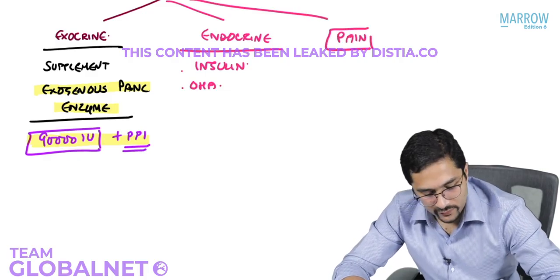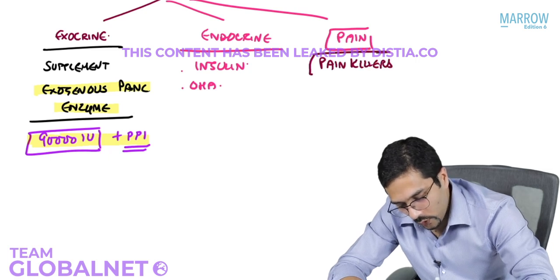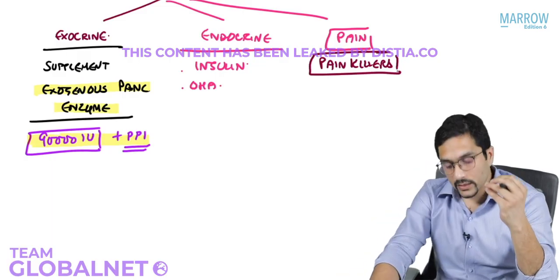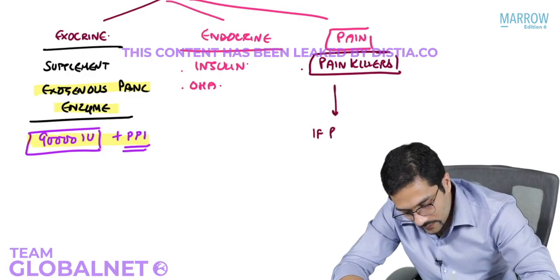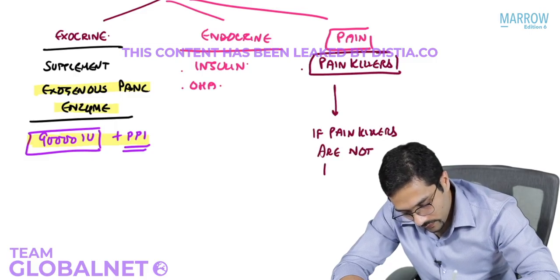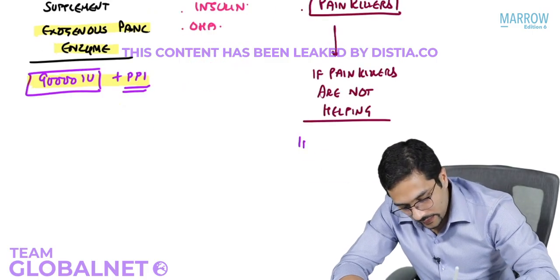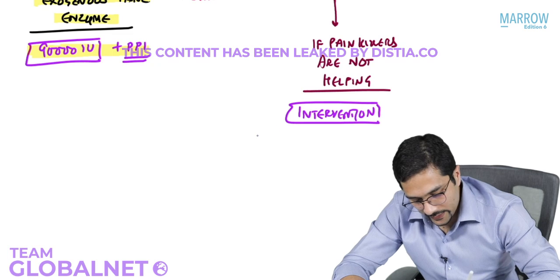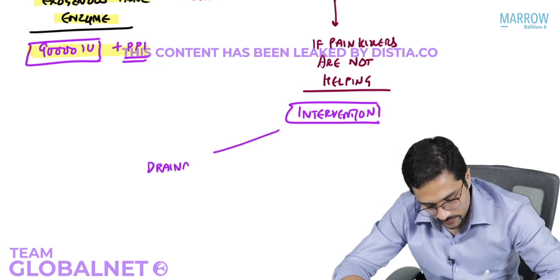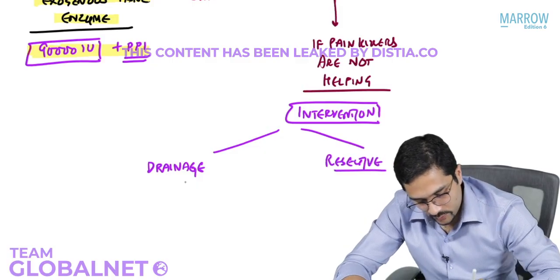Those who have pain, we first give them adequate painkillers. These can be both opioid and non-opioid painkillers. If the painkillers are not helping, then we have to think about intervention in these patients. And what are the intervention modalities in patients with chronic pancreatitis? Intervention can either be in the form of drainage procedures, or it can be in the form of resective procedures.